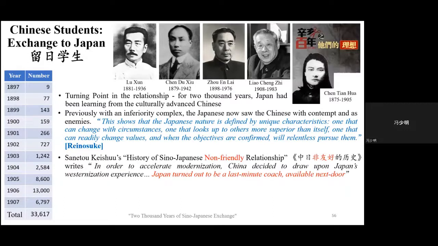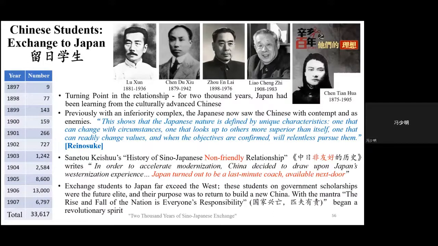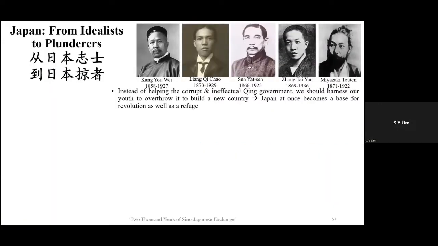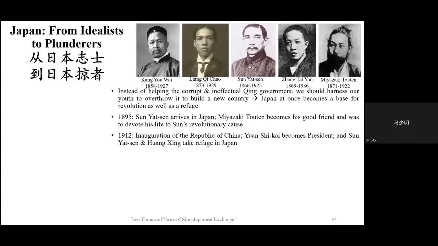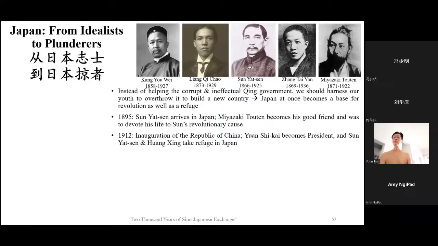And we saw a series of non-friendly relations starting to build up over time. Even when the exchange students to Japan now far exceeded the West, the Chinese students wanted to build a new country, a modern country, with the fall of the Qing dynasty. And with the arrival of Sun Yat-sen in Japan, Miyazaki Toten becomes his good friend and devotes his life to helping Sun's revolutionary cause.